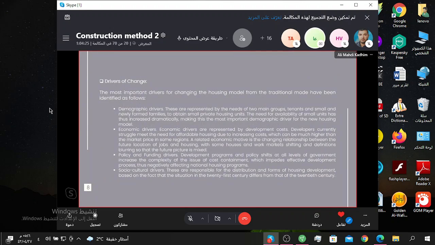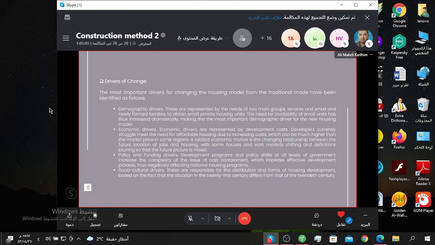Drivers of change. The most important drivers for changing the housing model from the traditional mode have been identified as follows. First, demographic drivers. These are represented by the needs of two main groups, tenants and small and newly formed families, to obtain small private housing units. The need for availability of small units has thus increased automatically, making this the most important demographic driver for the new housing model.